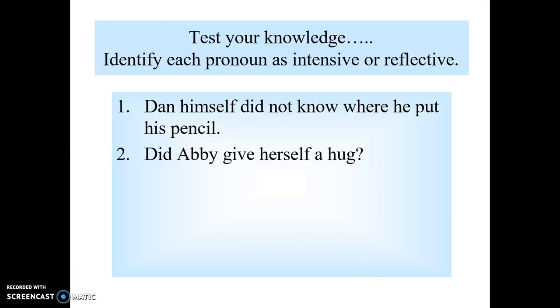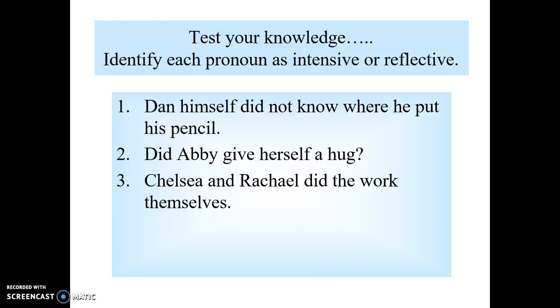Number 2. Did Abby give herself a hug? Well, you could take herself out. Did Abby give a hug? But it changes the meaning of the sentence because she could have given the dog a hug. She could have given the bird a hug. She could have given anybody a hug. But herself lets you know who she gave a hug to. So it does help the meaning of the sentence. Therefore, intensive, reflexive?